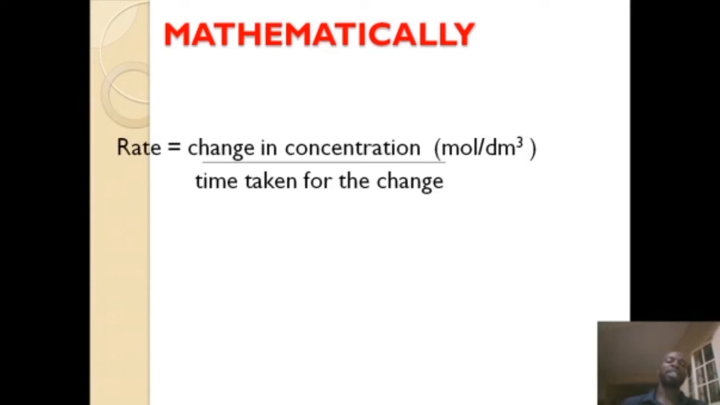we can say that the rate of a chemical reaction is equal to the change in concentration in mole per dm cube over the time taken for the change. Did that enter? I believe so. I say again, the rate of a chemical reaction mathematically can be said to be the change in concentration, whether increase or decrease, in mole per dm cube over the time taken for the change to occur.